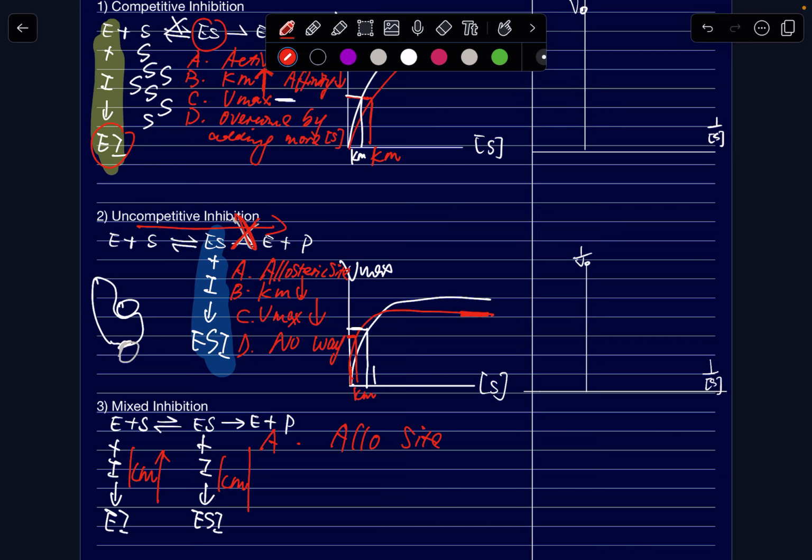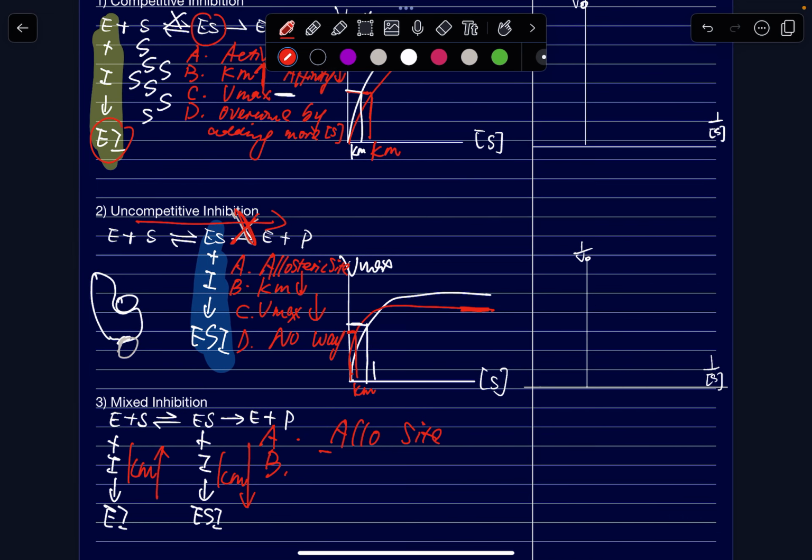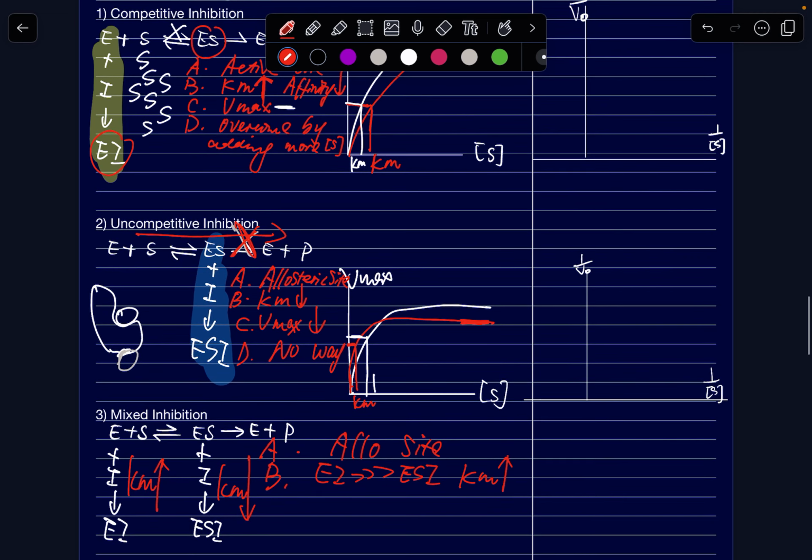The Km goes down, right? So to think about what happens in mixed inhibition: if you have more EI formed than ESI, then your Km will follow the path of competitive inhibition. It would go up, right? If the ESI gets formed more than the EI, then the Km would go down, right? Okay, just to color code this, this is the case like competitive inhibition, okay?